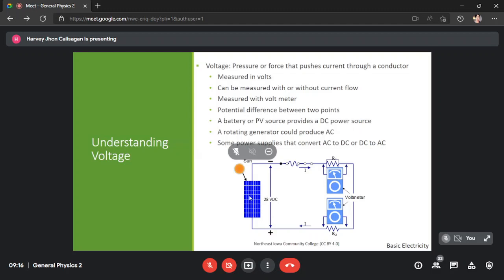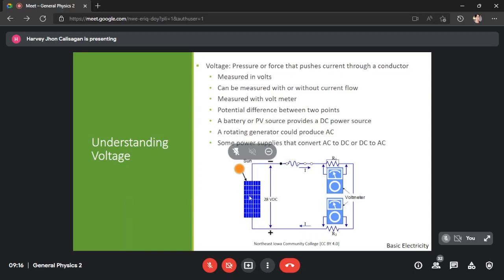It's the same as the other one, even its symbol for voltage. And then it can be measured with or without the current flow. Okay? Because the voltage here is just the storage of those charges that the machine needs, or let's say even the circuits need.